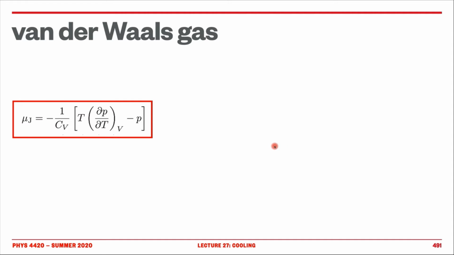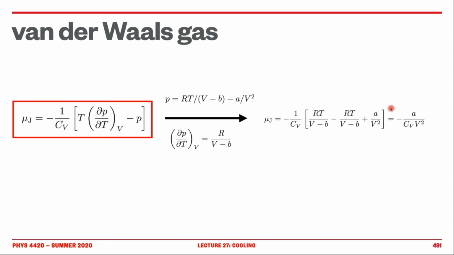Let's try to see this mathematically now. This is what we found on a couple of slides ago, and we know the description of P, which is a description we had from the previous lecture. Calculate the derivative, and if we substitute these two terms inside on the left-hand side, we end up with mu j, which is equal to minus a CV over v squared. Now a, remember, that was the positive term that we used for the attraction between the molecules.